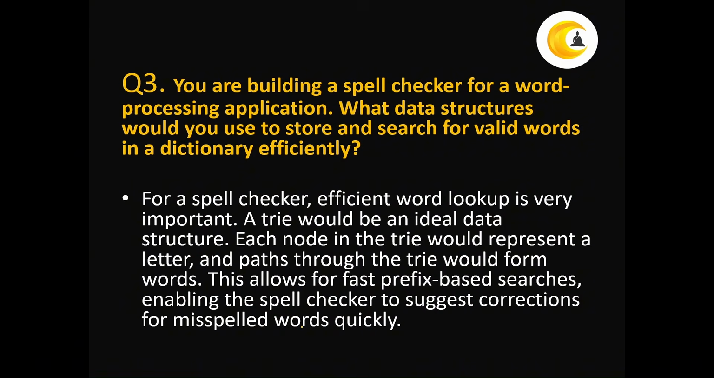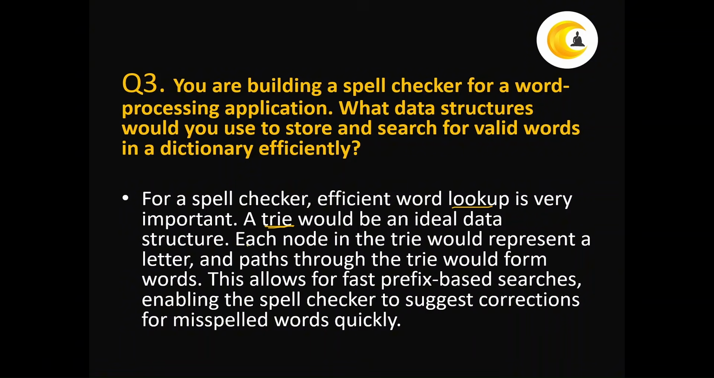Okay, next one. You are building a spell checker for a word processing application. What data structure would you use to store and search for valid words in a dictionary efficiently? Now, for a spell checker, what is important is lookup, right? If I have to look up, we just spoke about it, a trie is the best one, because at the end of the node, the leaf node is always a complete word.